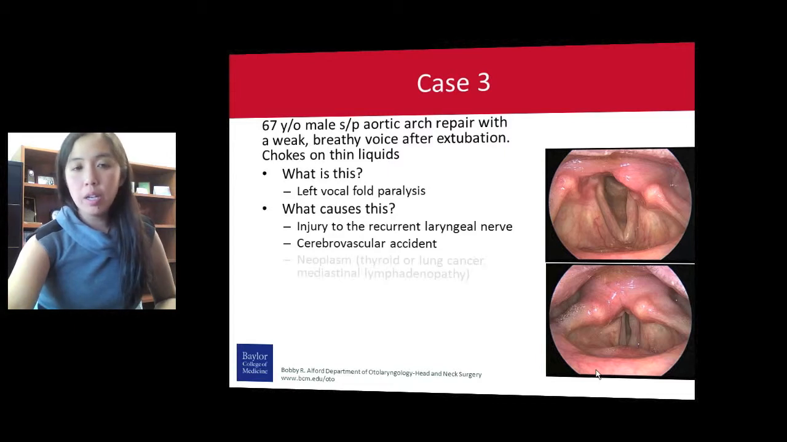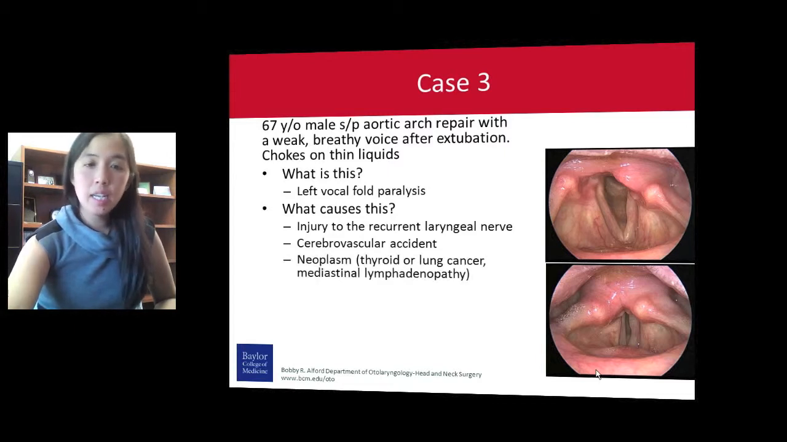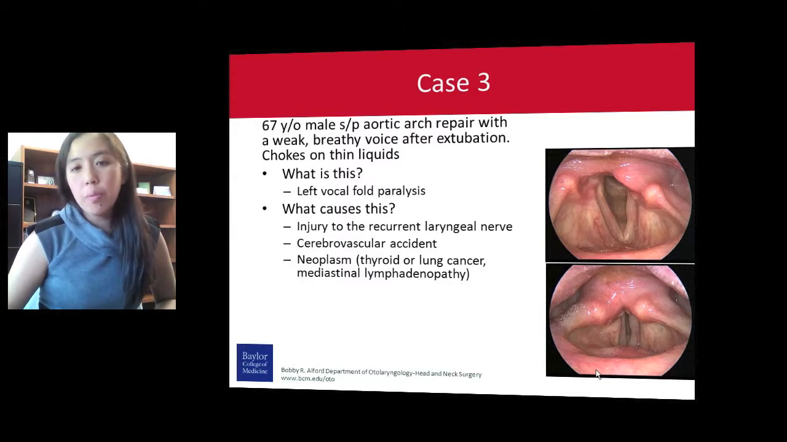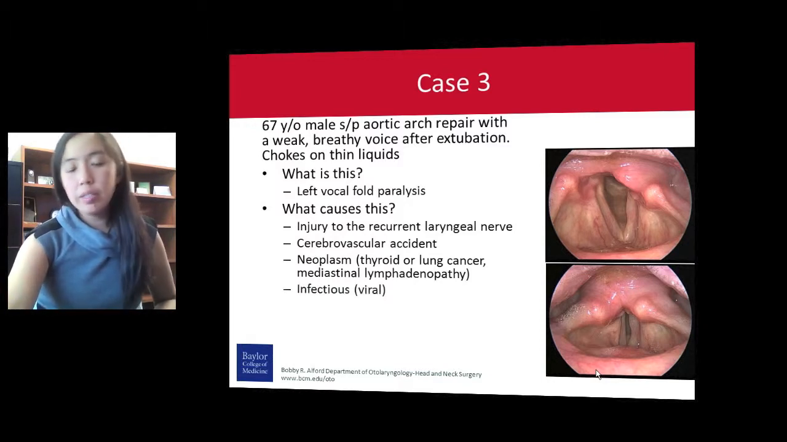It can also be caused by a cerebrovascular accident. Other things that can cause vocal fold paralysis include various neoplasms along the course of the recurrent nerve. These can include thyroid cancer, lung cancer, esophageal cancer, or mediastinal lymphadenopathy, among many other things. We also see infectious or idiopathic etiologies causing vocal fold paralysis.